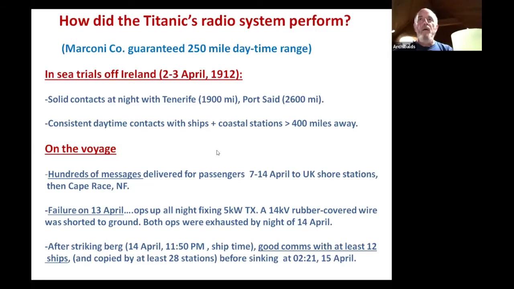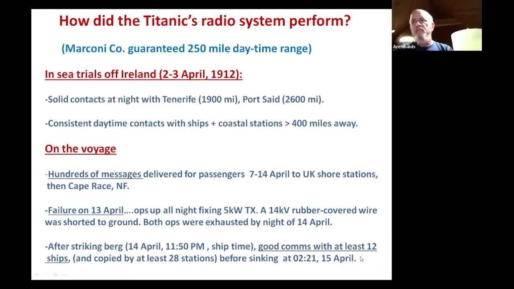And so on the 14th, they were really tired. And actually, Bride went to sleep. Phillips took the shift during the day. And so he had almost no sleep in about 24 hours when they struck the berg. And also after they struck, they of course sent out CQD.